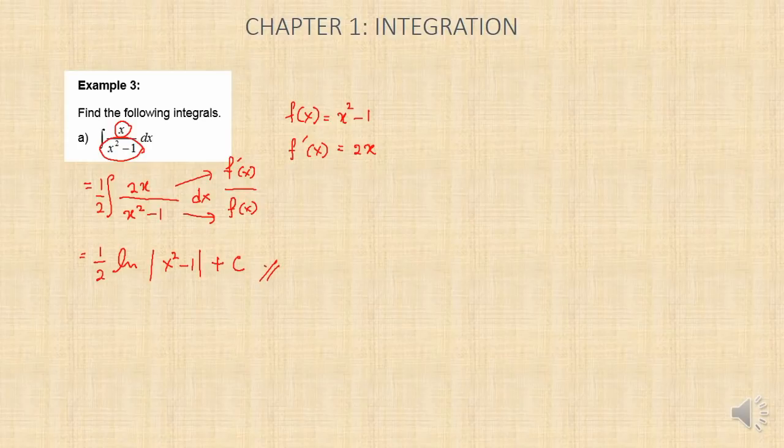Okay, so if we can identify the integral in the form f prime x over fx, then we can directly use the basic integral.